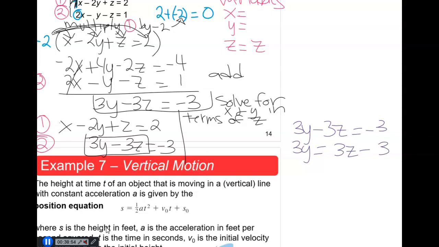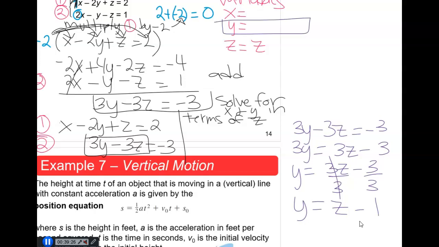That's the constant term. And then I have to divide by 3. So it will be y is equal to 3z minus 3 divided by 3. And remember, it divides both the term with the z and the constant term. So this will be y is equal to z minus 1, just like that. So then the value for y here, instead of putting a number, we're going to put the expression, z minus 1, just like that.